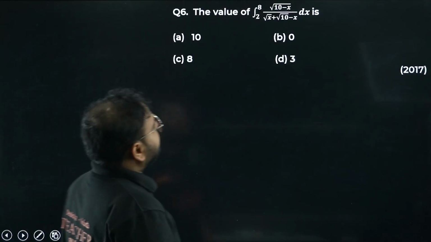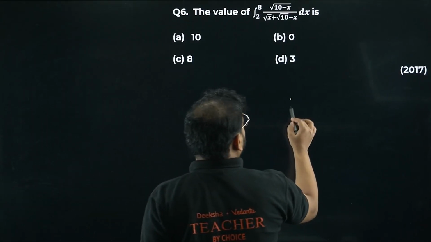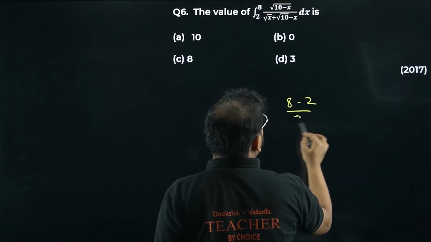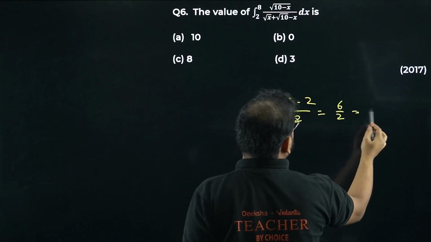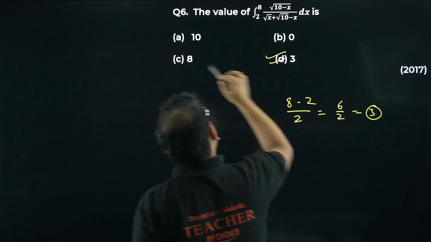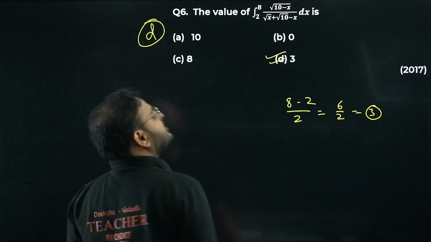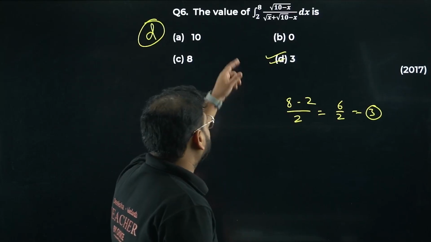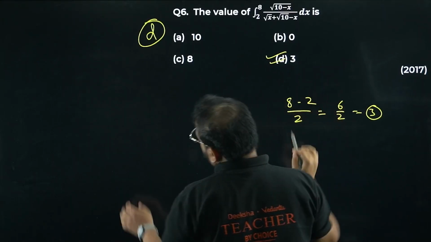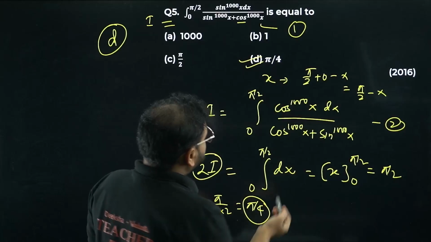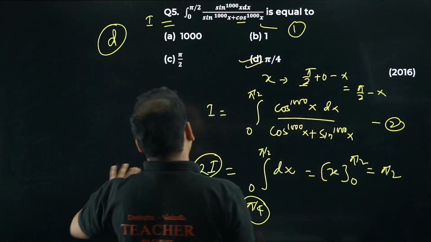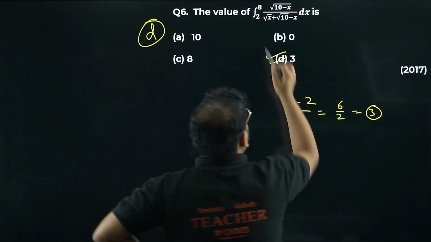This problem, sir, 8 minus 2 by 2. How much is that? 6 by 2. How much is that? 3. Option is D, directly. How come, sir? Because if you take this condition, please check. Sorry, I took plus only, na? Correct, plus only, yeah.